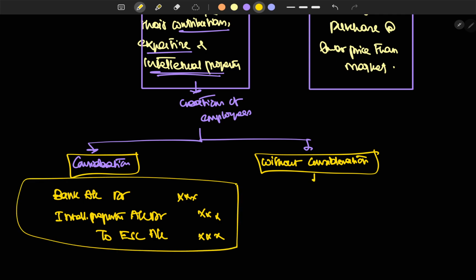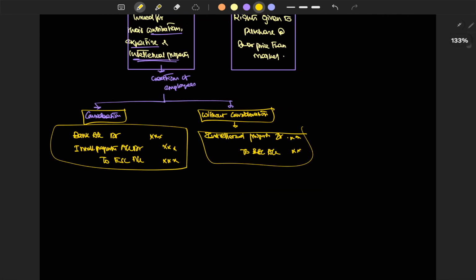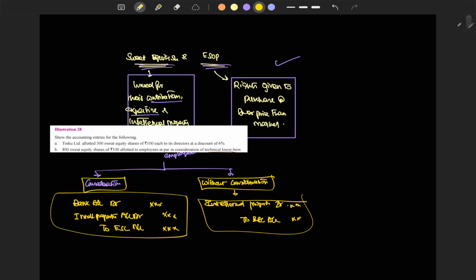What about without consideration? Without consideration is very easy, as there is no bank account, because we are not receiving any single penny from the employee. So directly we are debiting the entire amount to intellectual property, and then we are issuing the equity share capital to the particular employee. So that's it. Let's get into the problem.